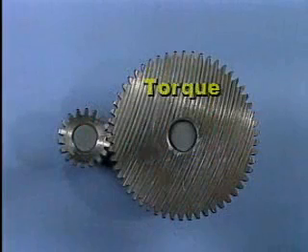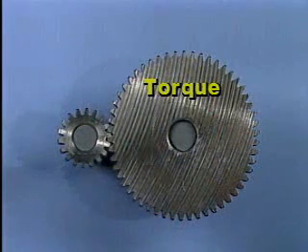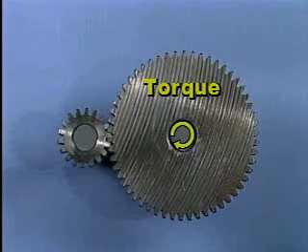So in a gear set, the torque produced by the larger gear is greater since its moment arm is longer than the pinion's moment arm. And this increased torque is applied to the shaft connected to the larger gear. The change in torque across a gear set is referred to as the torque ratio.